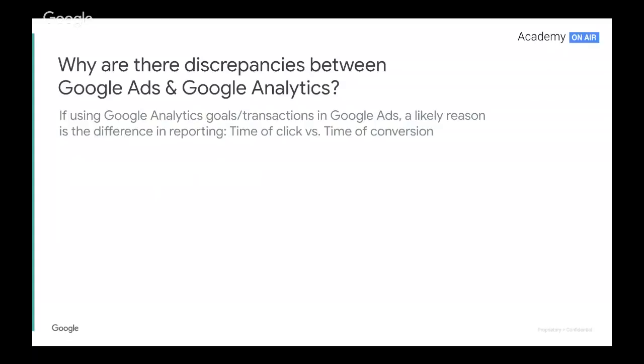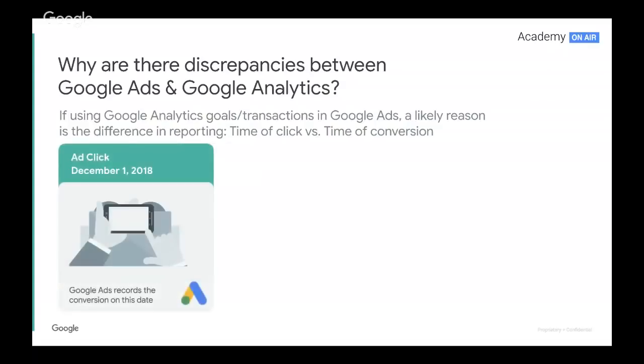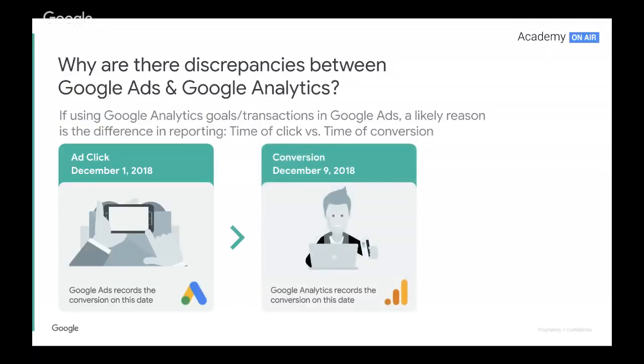We look at the first one here: why are there discrepancies between both accounts? The first one is the difference in the way the platforms report in terms of time. With Google Ads, a conversion is recorded on the date of the click. So someone clicks on an ad on the 1st of December, and that is the date that the conversion is tracked. However, with Analytics, that sale did not actually occur until December 9th, and Analytics will only track the conversion on the day of sale. So in that instance, you have 9 days difference between conversions.